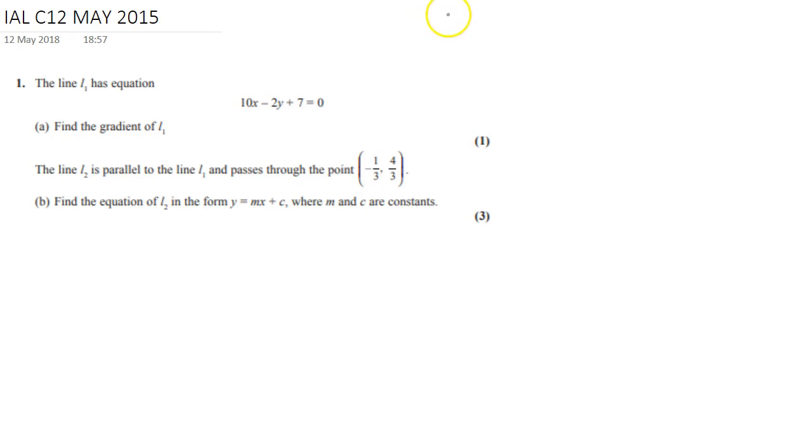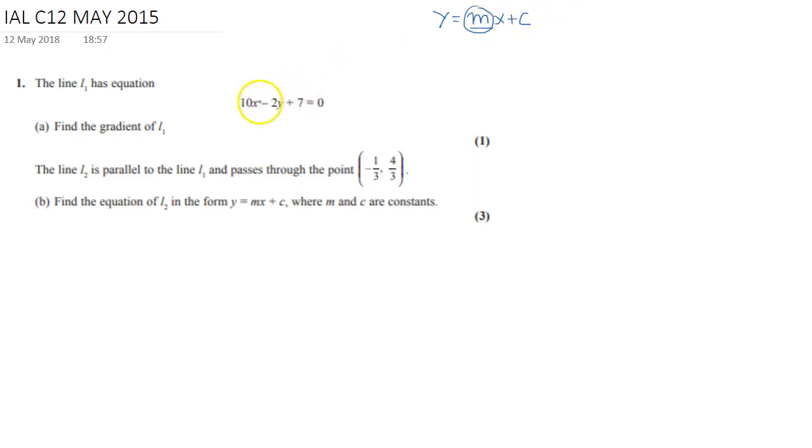The equation of a line in the intercept form is y is equal to mx plus c. m is the coefficient of x, and this m is the gradient. First you write the equation in this form, and whatever is the coefficient of x. Coefficient of x means any number with x.